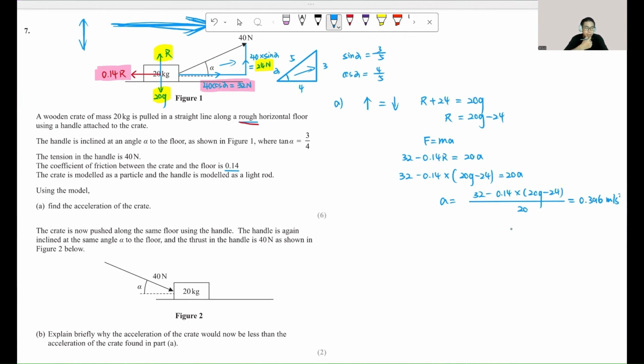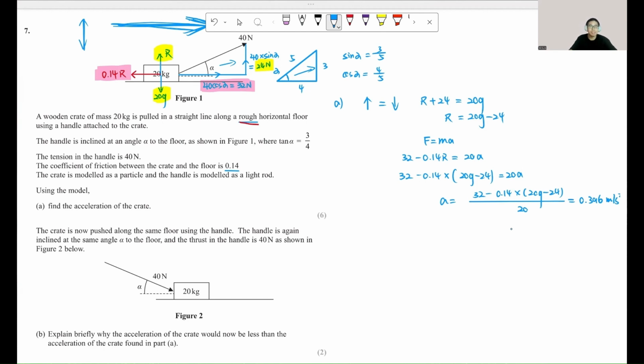Let's have a look at part B. So the crate is now pushed along the same floor using the handle. The handle is again inclined at the same angle alpha to the floor, and the thrust is 40 Newton as shown in figure 2 below. And we want to explain briefly why the acceleration of the crate would now be less than the acceleration of the crate found in part A.